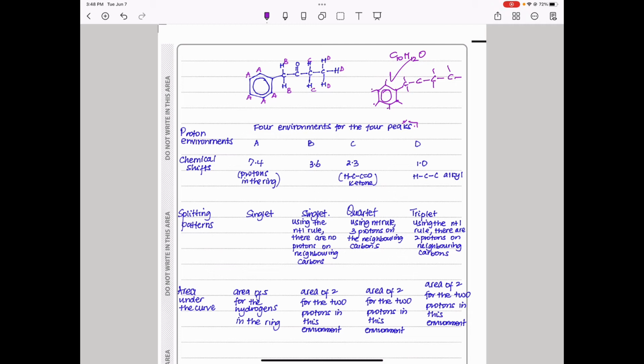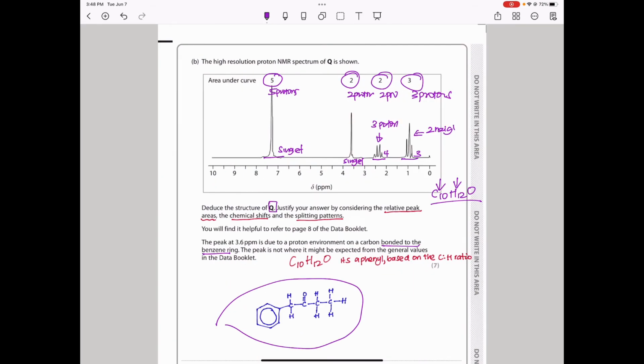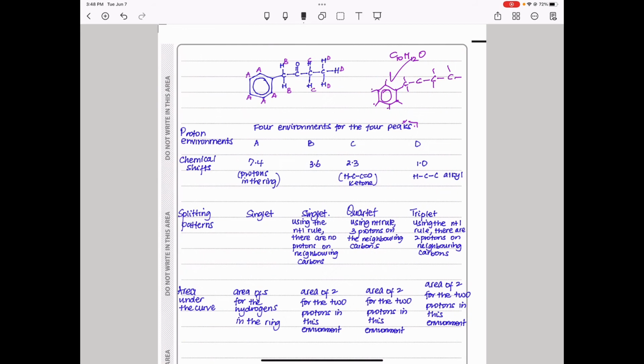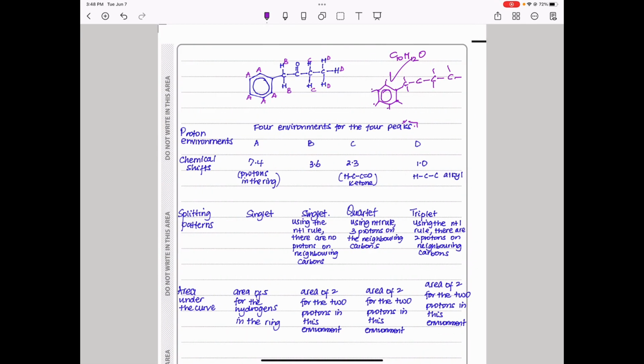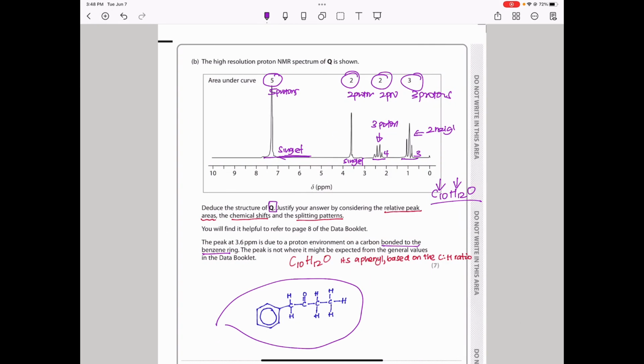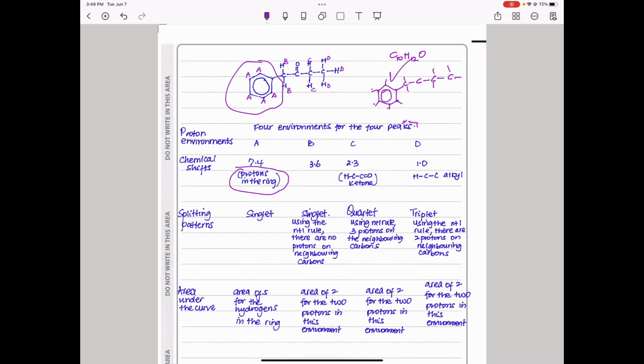When we look at the chemical shifts, environment A is about 7.4. From here, you can see about 7 point something. That environment is showing us that this is a singlet. Like we said already, this one here is a singlet, and it has 5 protons in that environment. So that is basically the ring itself, the protons within the ring. Then environment B is at 3.6. You can see about there. It has 2 protons in it.